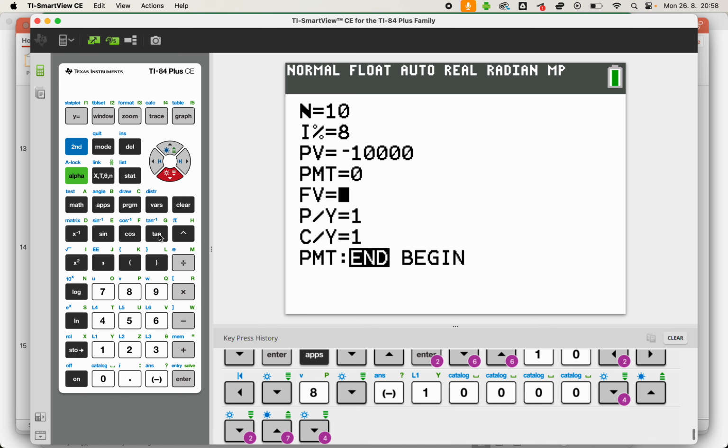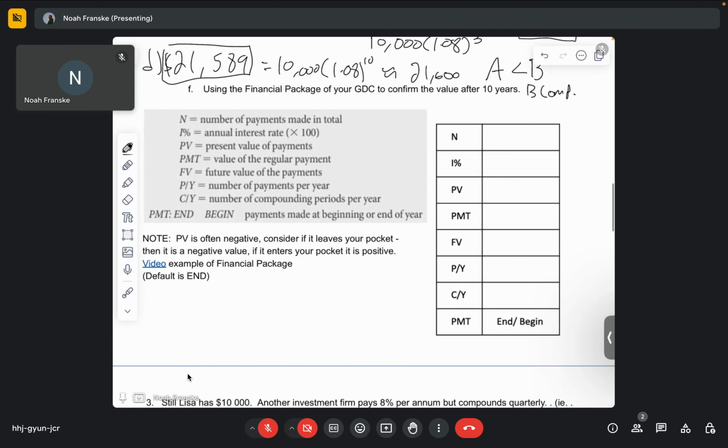So now what you're going to do is you're going to hit this. People always forget this. Alpha, enter. Alpha, enter. Notice right above enter it says green there, solve. That's going to give me that value. And look, it's exactly the same. $21,589.25-ish. So in this one, you might want to write that down.